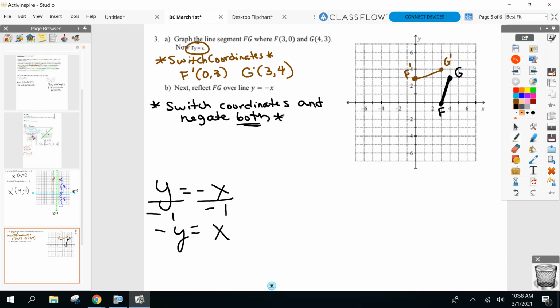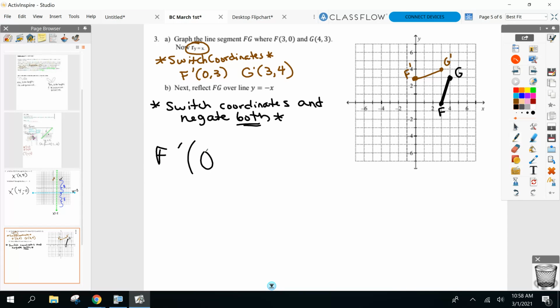Hey guys, that's the only two rules I'm going to have you remember for reflections. That is it. Negate both means multiply both by -1. Correct, or just change the sign of both of them. So for here, F prime now, take a look, will be flip them, 0, 3, and negate them, 0, -3 would be F prime. And G prime, switch them, 3, 4, and negate them, -3, -4.